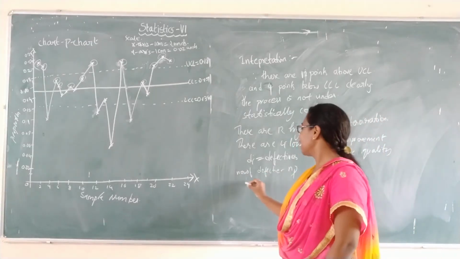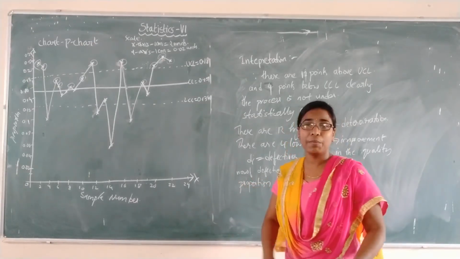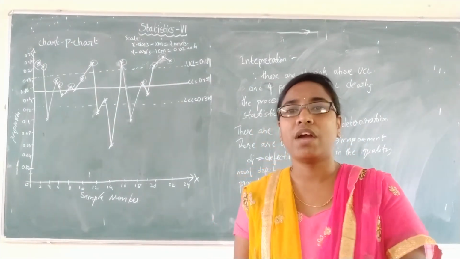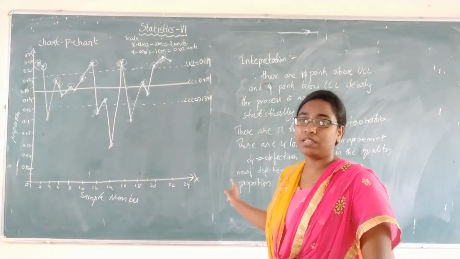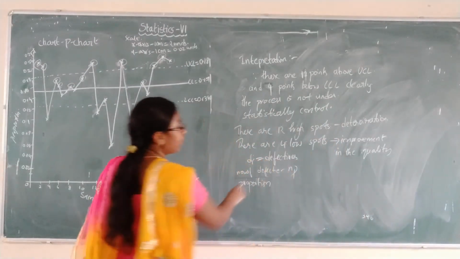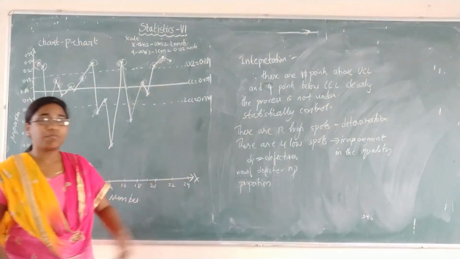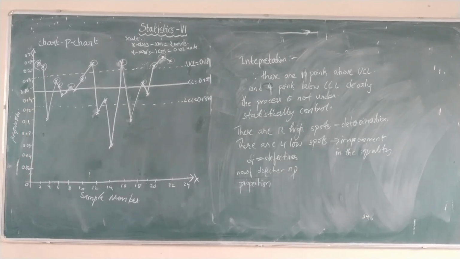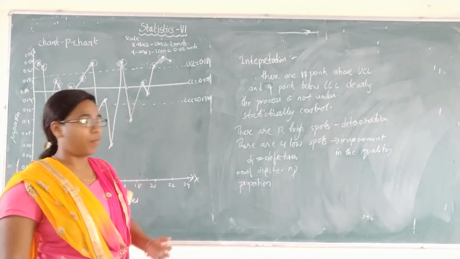Suppose if they are saying proportion of defectives, in your question they will not easily mention construct P chart or construct NP chart. By seeing, you have to identify. If they are saying number of defectives, you will be using the NP chart, and if they are saying proportion of defectives, you will be using the P chart. So depending on your question, you have to choose which type of chart is suitable for your problem.